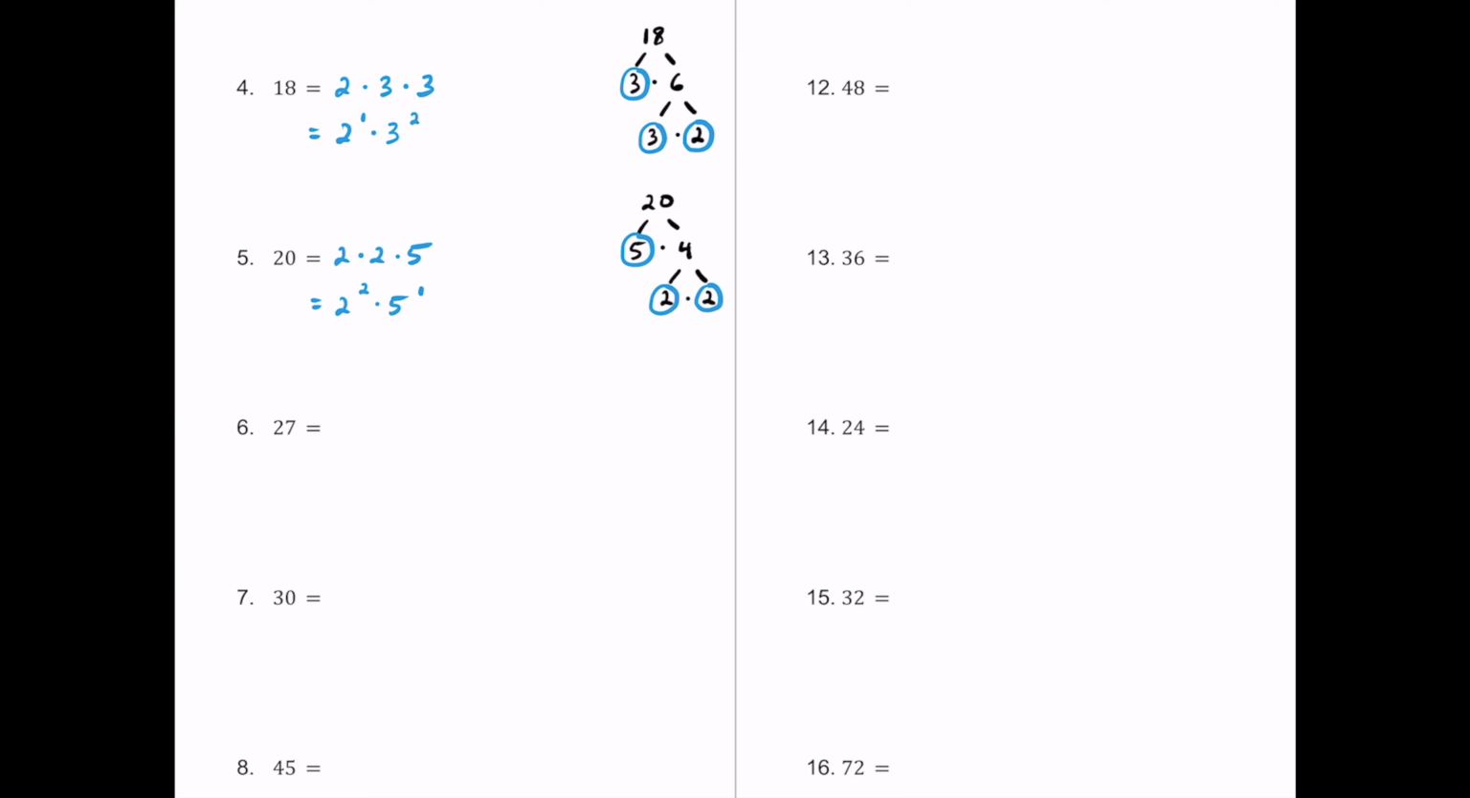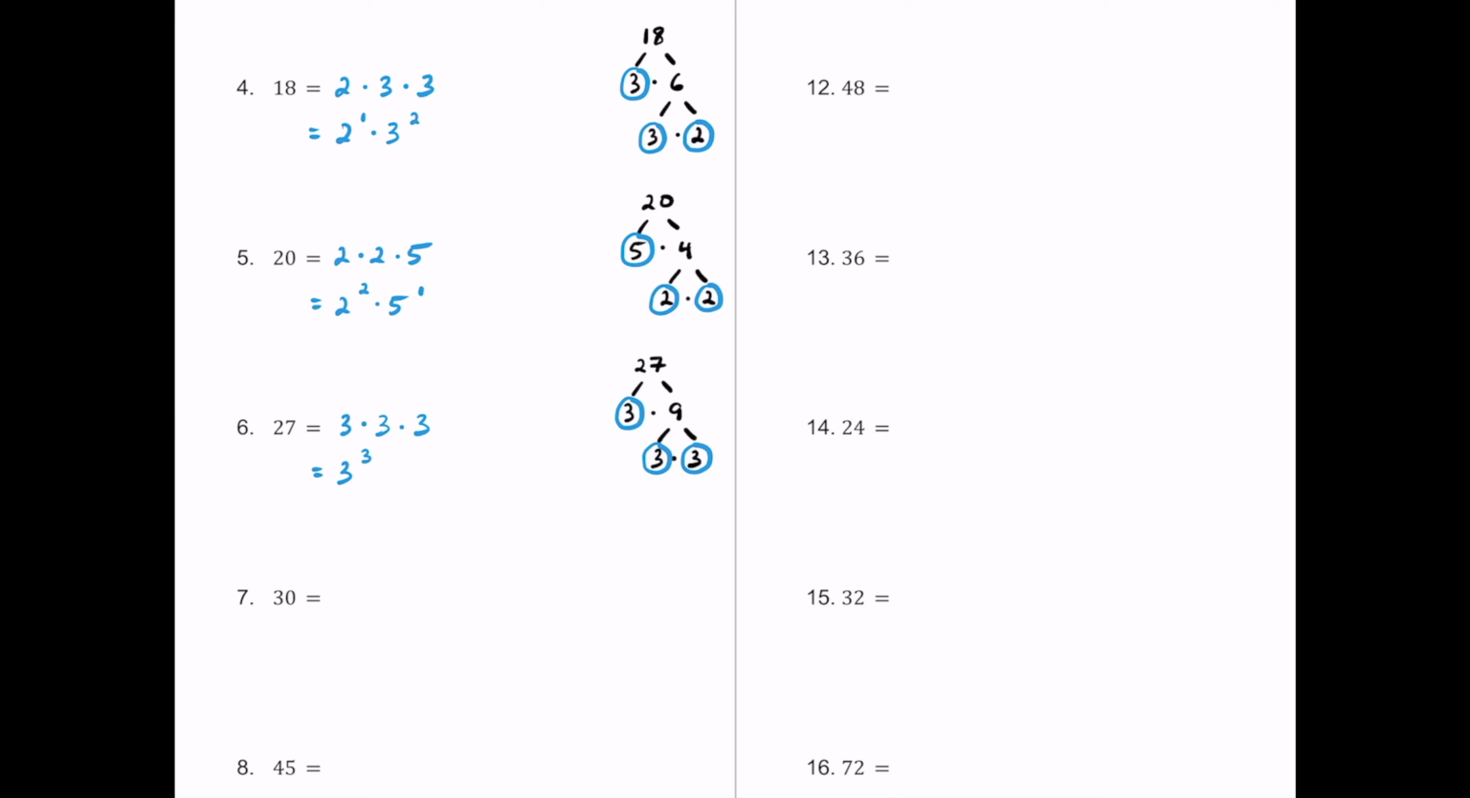For number 6, we have the number 27. So 27, we can break that down. I'm thinking 3 times 9. And 3 is definitely a prime number, so I'm going to circle it. But 9 is composite, so I'm going to break 9 into 3 times 3. And again, these 3's are prime, so I'm going to go ahead and circle them. The prime factorization for 27 is going to be 3 times 3 times 3. And using exponents, we can just say this is 3 to the third power.